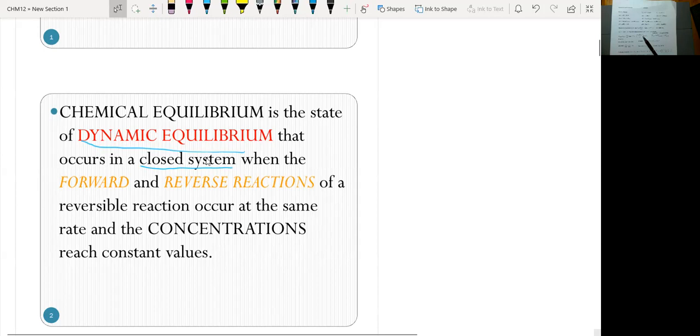Let me stop here, the definition, and I will go back to one important concept you learned in Chem 11, systems. So I need to get this out of the way. What is a system? And then we come back to this equilibrium definition. There are different types of systems.